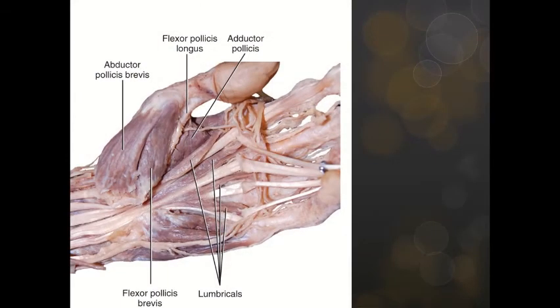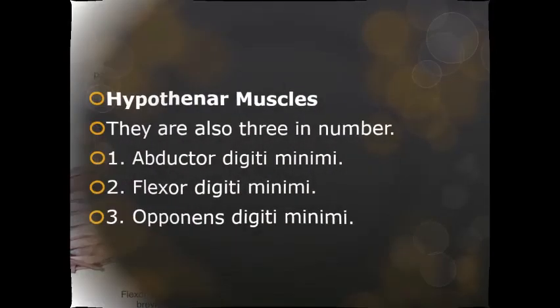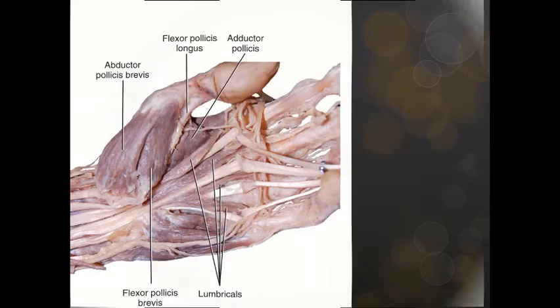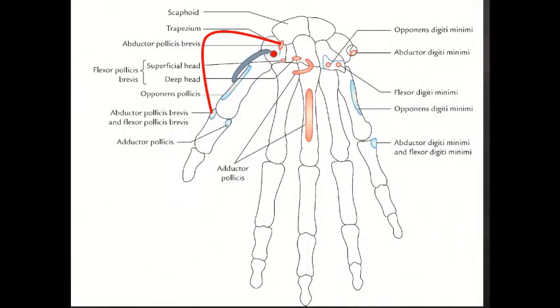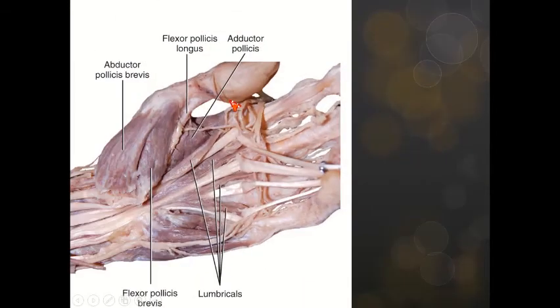Here let us see the abductor pollicis brevis, which is present here, and then here you can see the flexor pollicis brevis, which is present here. These are the two muscles of the thenar eminence. The other muscle is the opponens pollicis. Let me show you the opponens pollicis. It is also getting inserted to the lateral aspect of the first metacarpal. That is about these three thenar muscles.